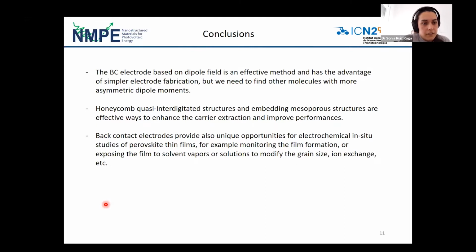And also very interesting is that the back contact electrodes provide unique opportunities to do electrochemical in situ studies of perovskite films, because the perovskite is grown on an already made electrode. For example, it could serve to monitor the film formation or expose the film to solvent vapors or solutions to modify the grain size, ion exchange, etc. And you could monitor IV curves or measure impedance spectroscopy during all these changes.